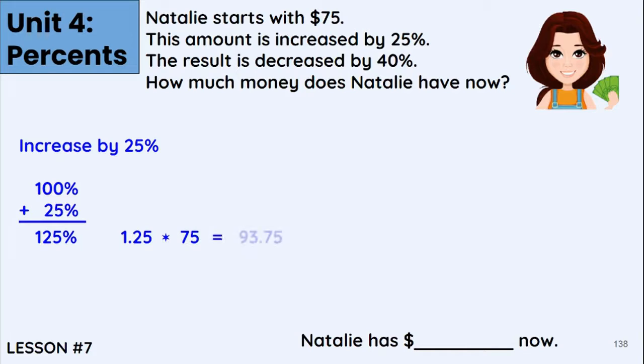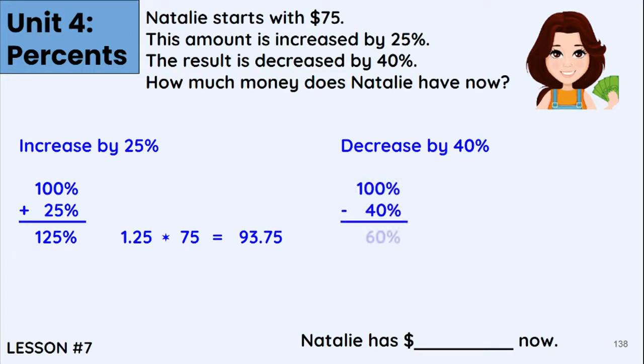All right, you should have found out that that is $93.75. It says the result is decreased by 40%. So this new number, the $93.75, has to be decreased by 40%. To decrease by 40%, we need to start with 100 and subtract 40%. That leaves us with 60%. So to decrease by 40%, we're going to do 0.60 times $93.75. Go ahead and find out what that is.